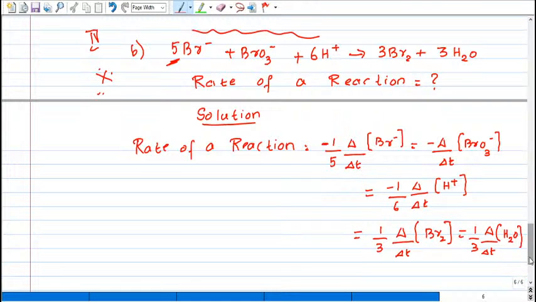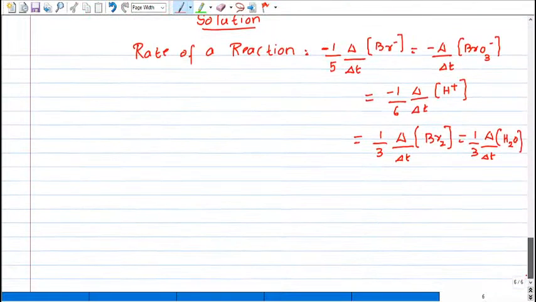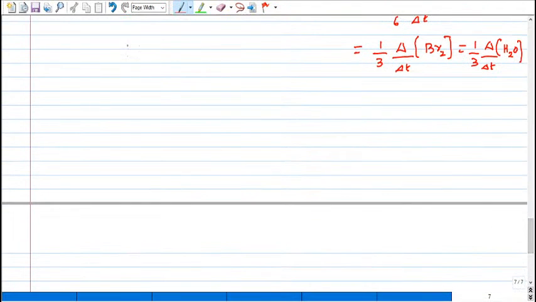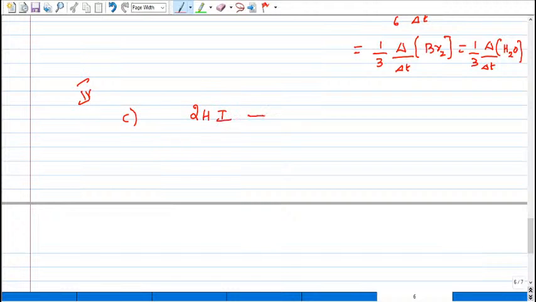I will go with the last one, so you can also do it. I am going with C, the fourth subdivision C. Can you write this equation in your notebook? 2HI gives H2 plus I2. Can you write the rate of reaction for this? Rate of a reaction?